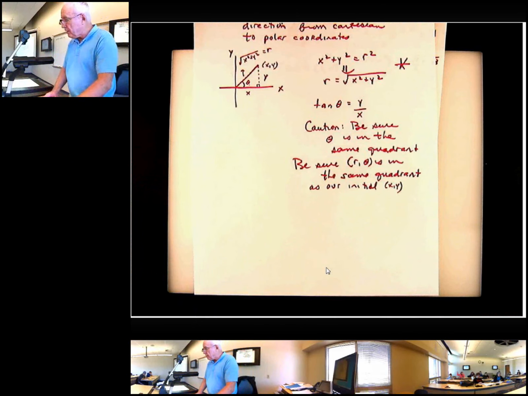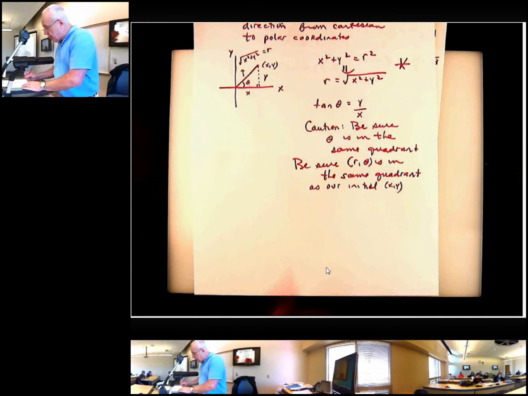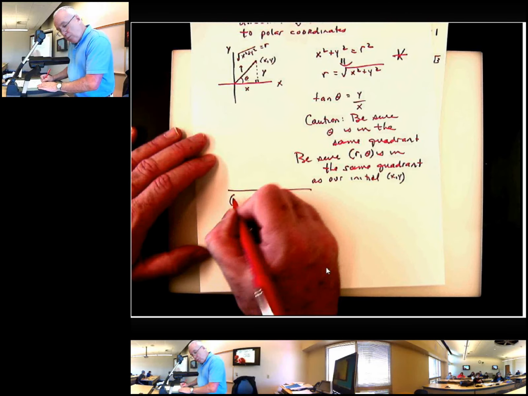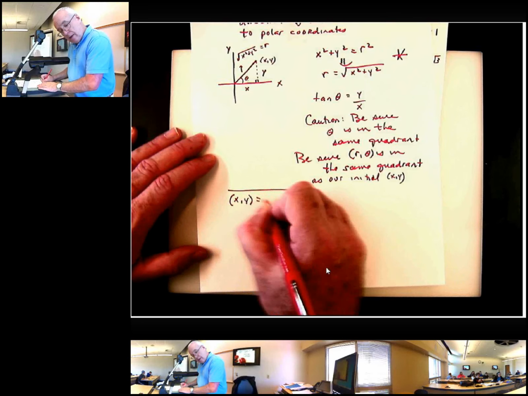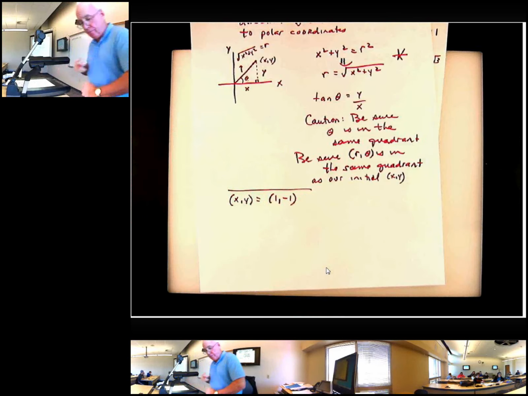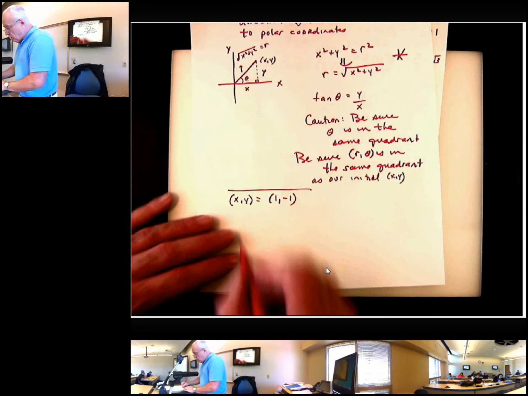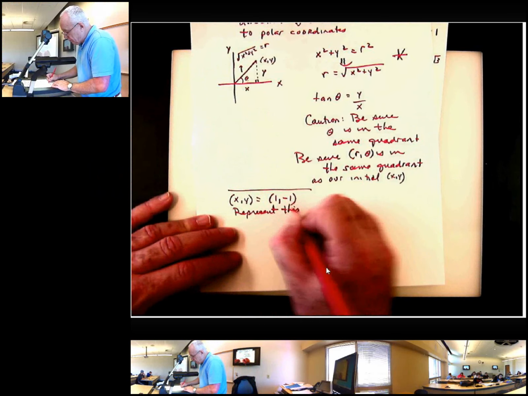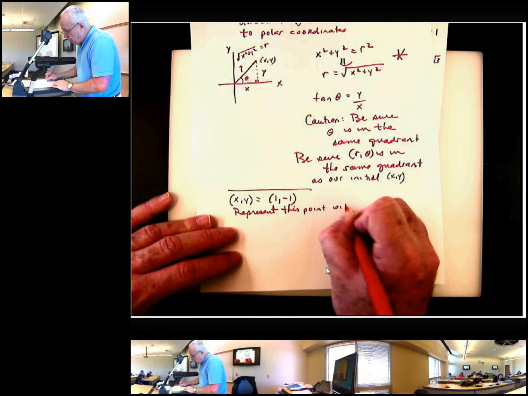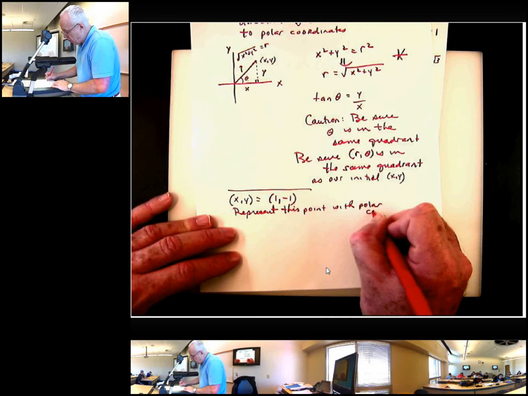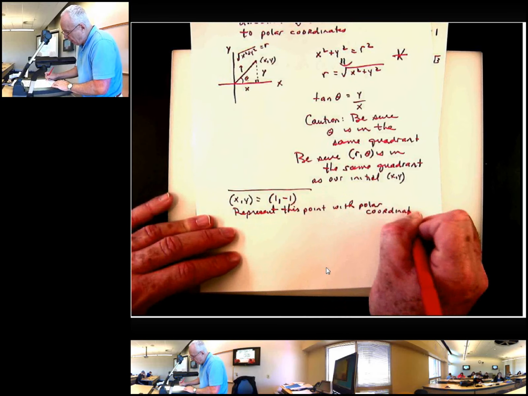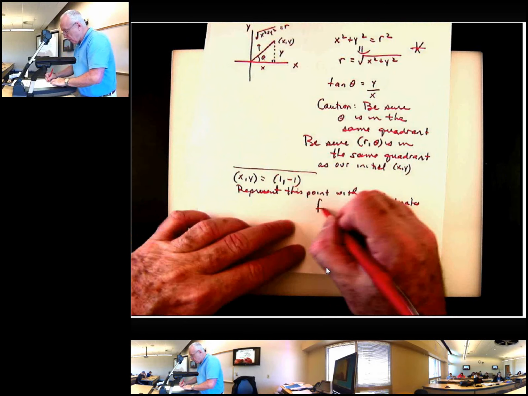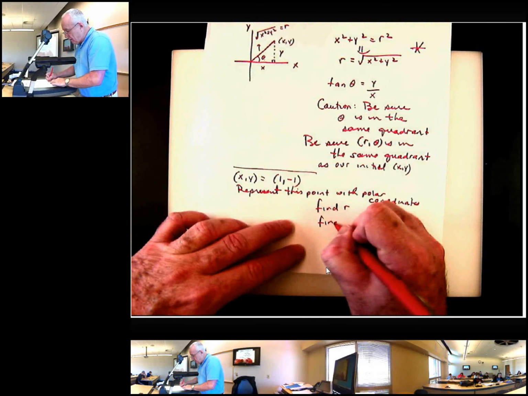Okay. All right. So this is a little bit trickier than the other way to figure this out. So let's start with an xy value and see if we can get an r theta. So we have an xy value equal to 1 comma minus 1. All right. And represent this point with polar coordinates. Okay, so that means we have to find an r, and we have to find a theta.